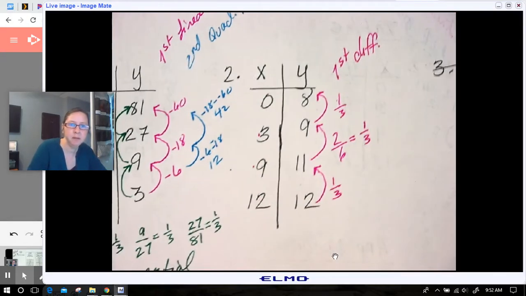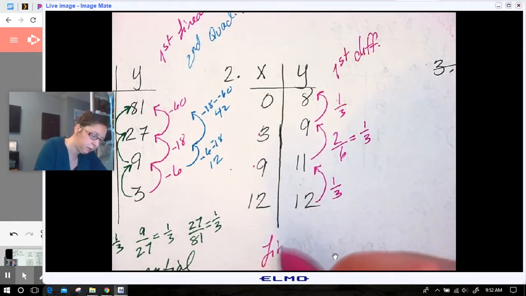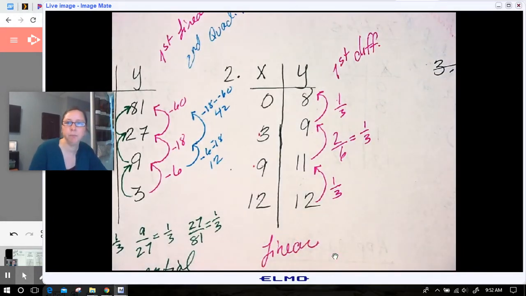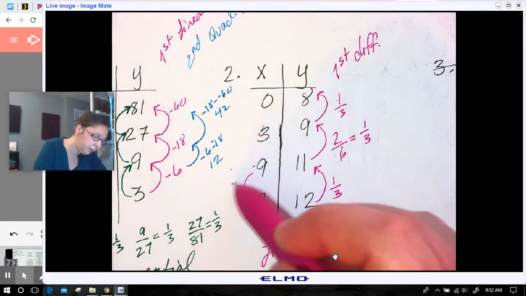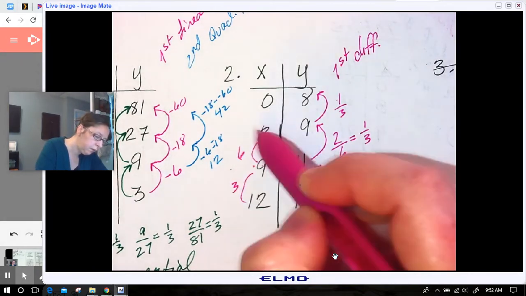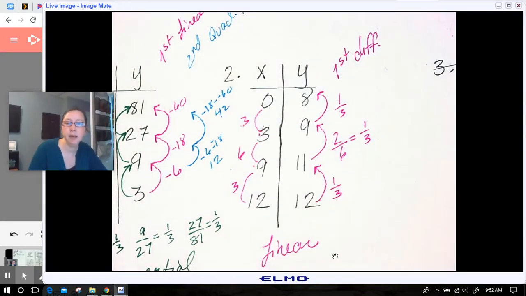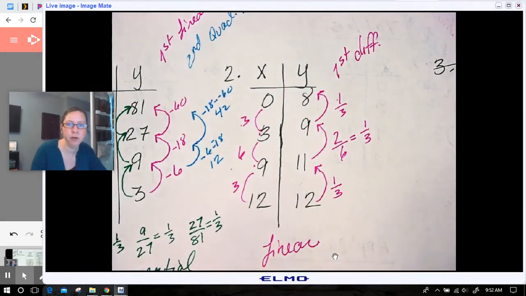And so this means that this function is linear. Sometimes we need to divide by the change on the other side, just to get the accurate rate of change.